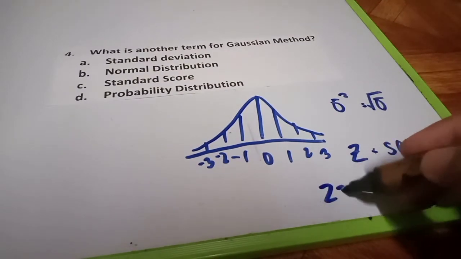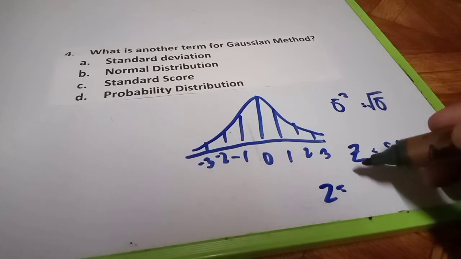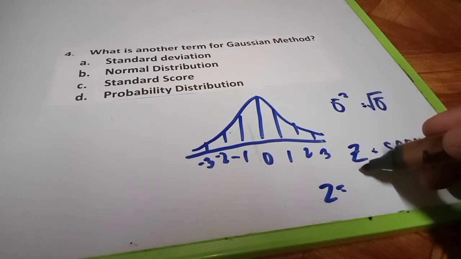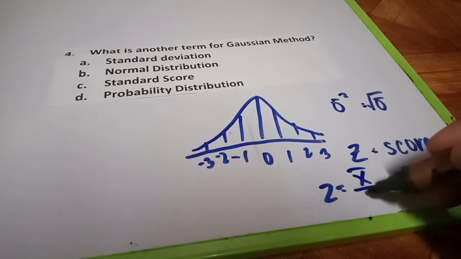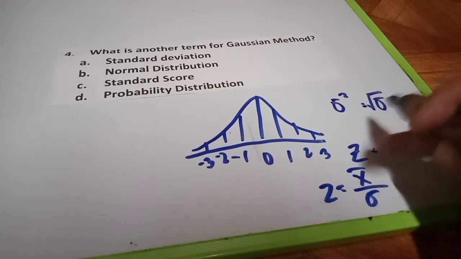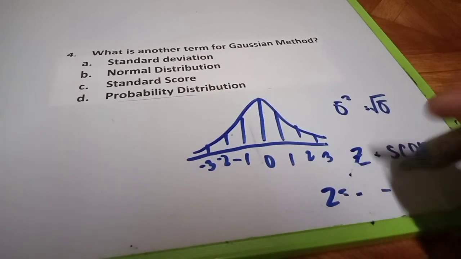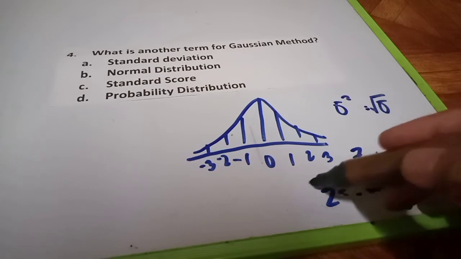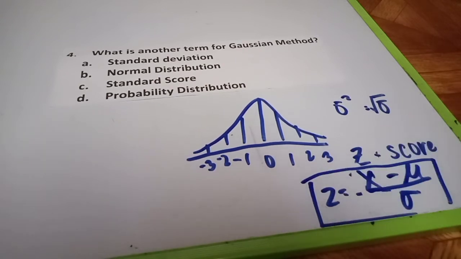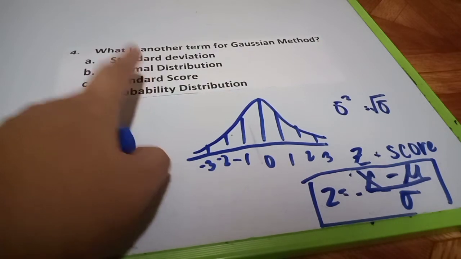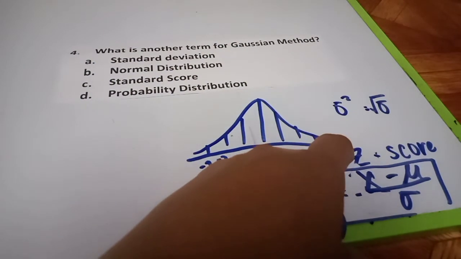And what is a Z-score? The Z-score uses the standard deviation and the mean: Z equals X minus the mean, all over the standard deviation. So that will be the formula for the standard score. So another term for the standard score is the Z-score.